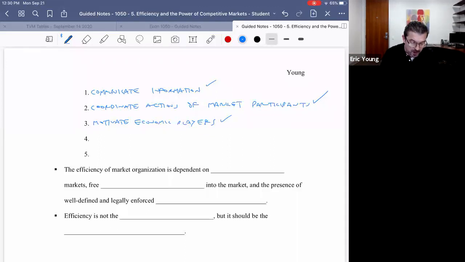Number four, market prices ration scarce goods. Specifically, market prices ration scarce goods among potential users, and they ensure that the scarce goods go to the people who value them the most. They ration scarce goods, ensuring that they go to those who value them the most.